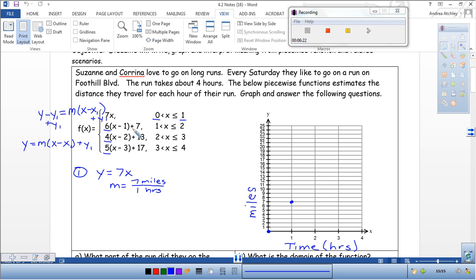So now we're going to go with the next equation, and that is number 2. That's f of x equals 6 times x minus 1 plus 7. She's starting after 1 hour, so we're going to start here for this one. This is where we begin because that's our ordered pair at 1 and 7.